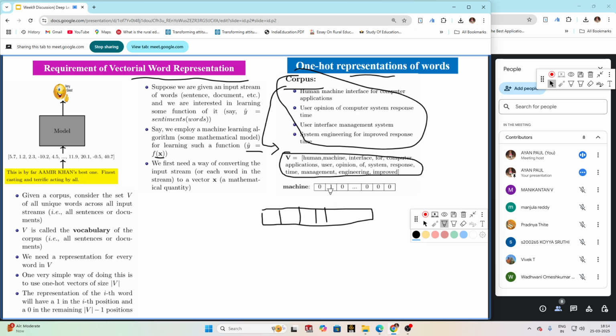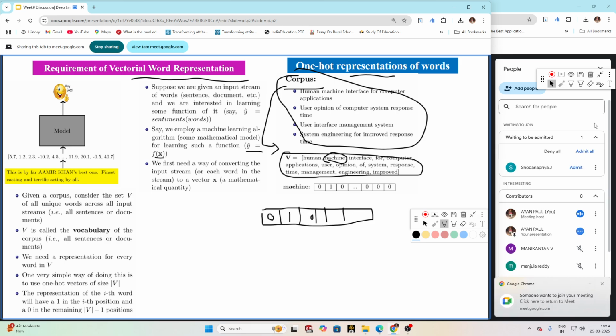So like that we have 15 words: 1 2 3 4 5 6 7 8 9 10 11 12 13 14 15. Yes, we have 15 words, so our vocabulary will be a vector of size 15. Now in this 15, if I want, say, machine, where is my machine? Machine is in the second position. So in the second position only I will write 1, and in the other positions I will write 0.